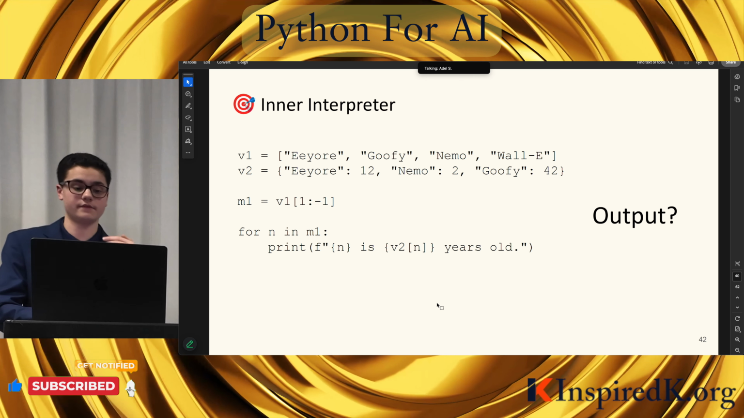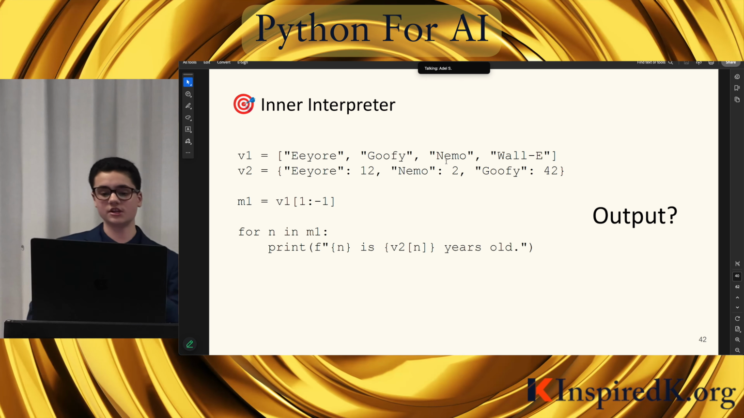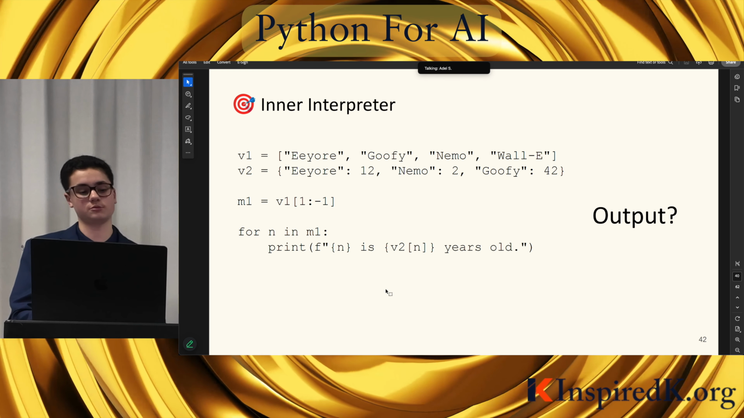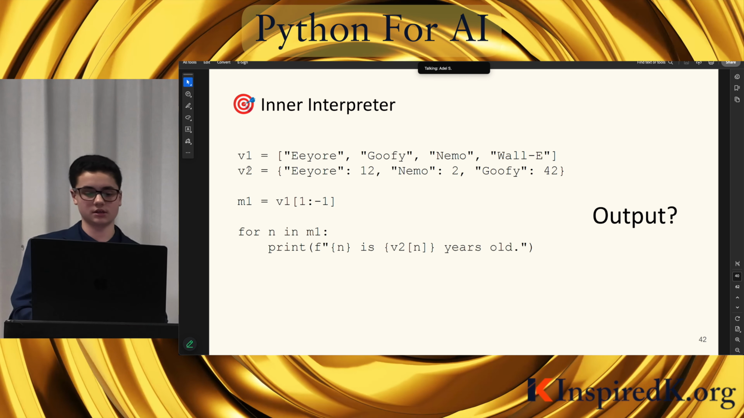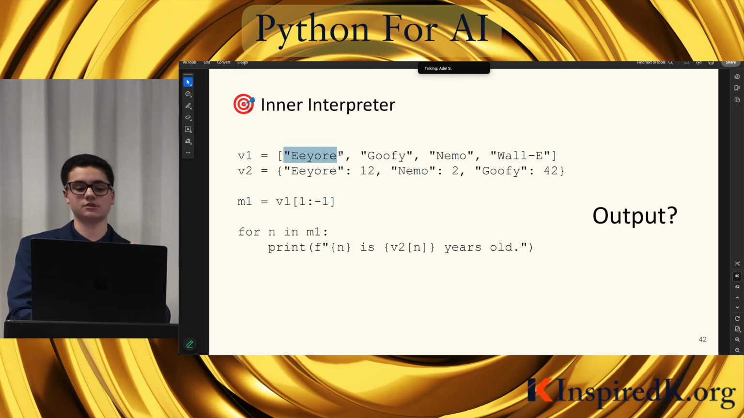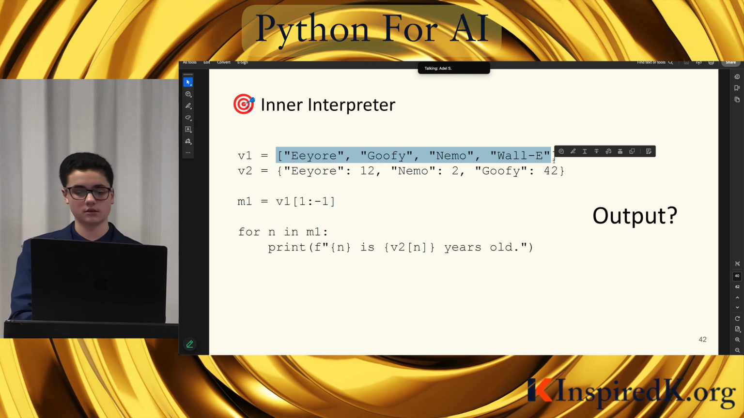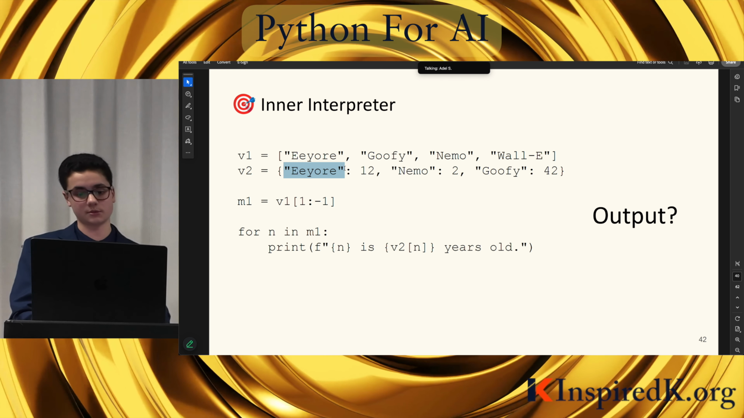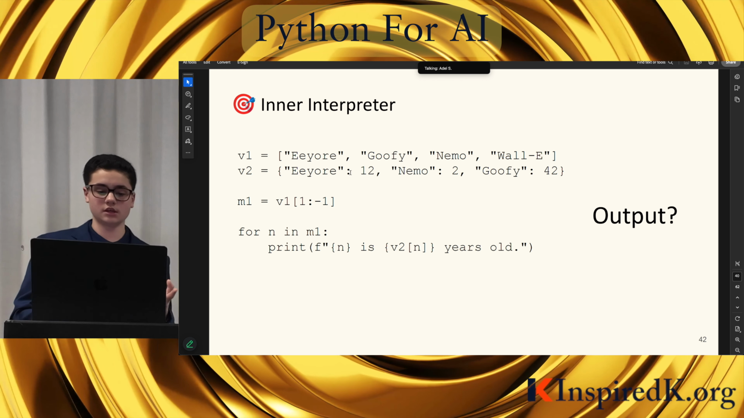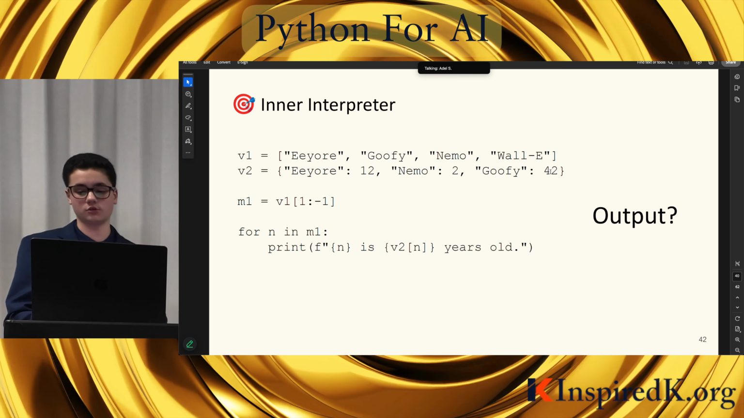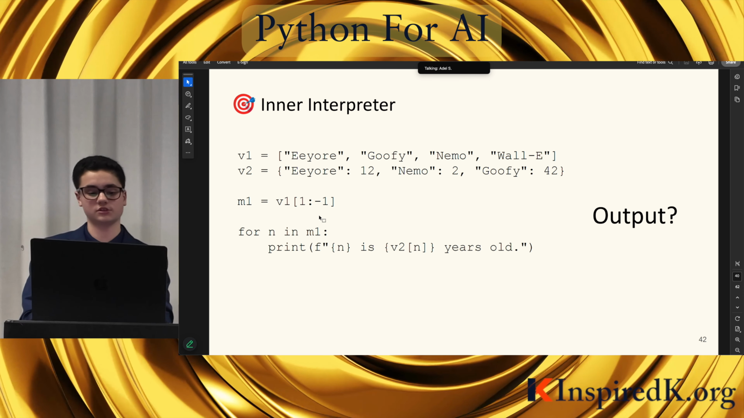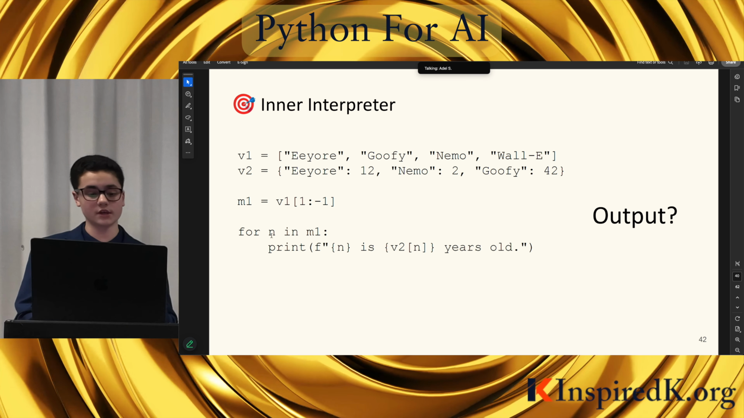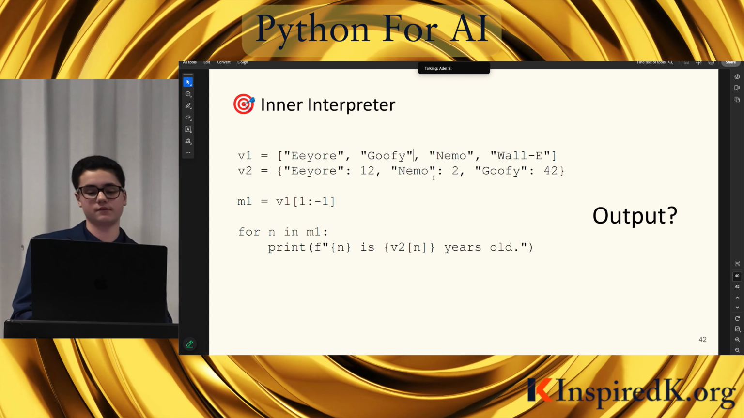All right, now I would like to have an activity where we're going to use a combination of everything we've learned, including lists, dictionaries, slicing, and for loops to see what the output of this code is going to be. So we have a first list containing the names Eeyore, Goofy, Nemo, and Wally, and we have the dictionary containing the names of some of these characters as well as their ages. So Eeyore is 12, Nemo is 2, and Goofy is 42. We're going to slice our first list between the index of 1 and -1, and then we will loop through each name and get its corresponding value in our dictionary.